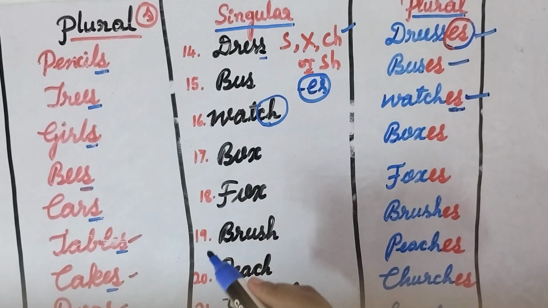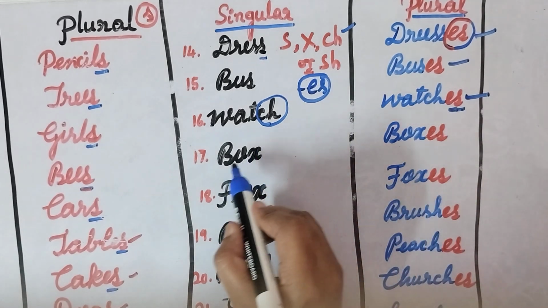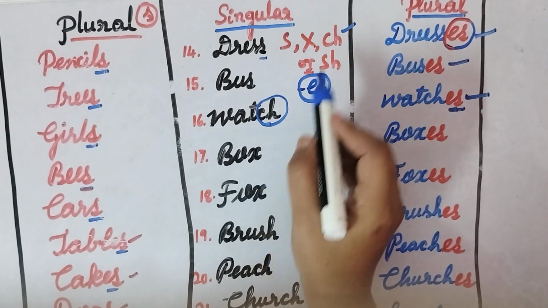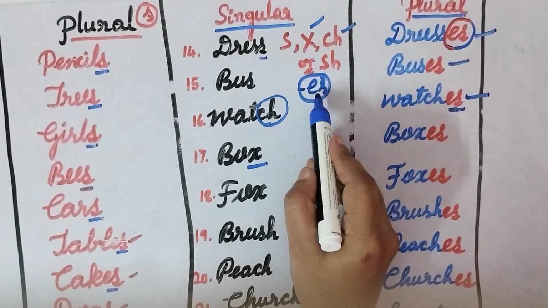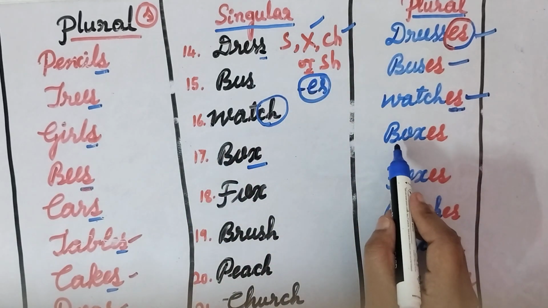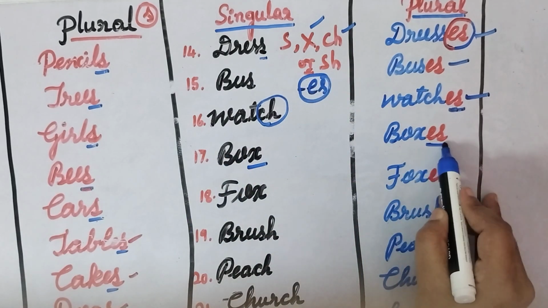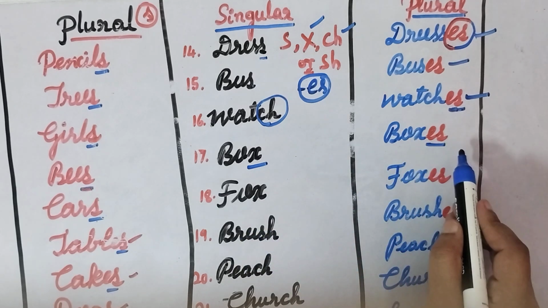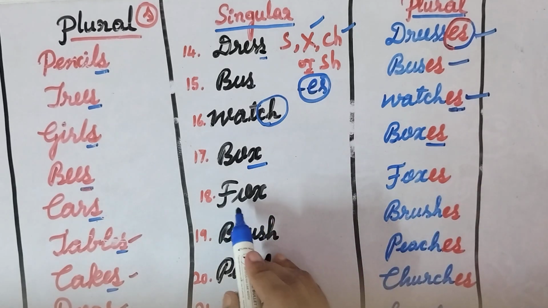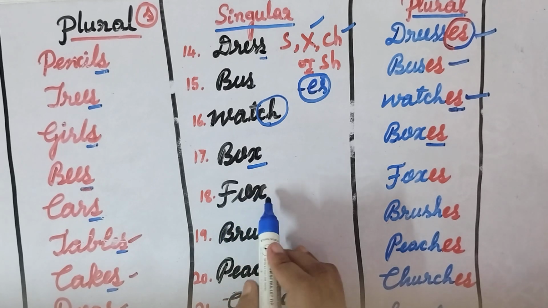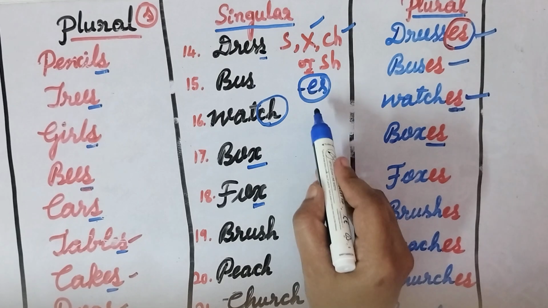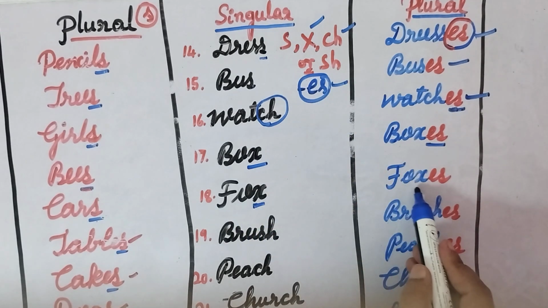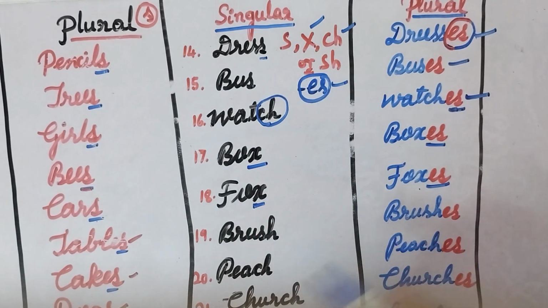So box. This ends with the letter x. So what do we add? We add es. So boxes. Plural form is boxes. Fox. It is also a word that ends with the letter x. So what do we have to add for the plural form? That is es. So foxes.